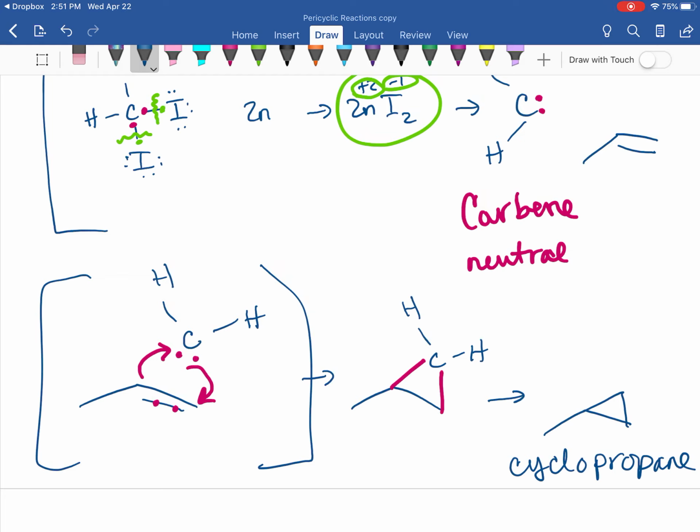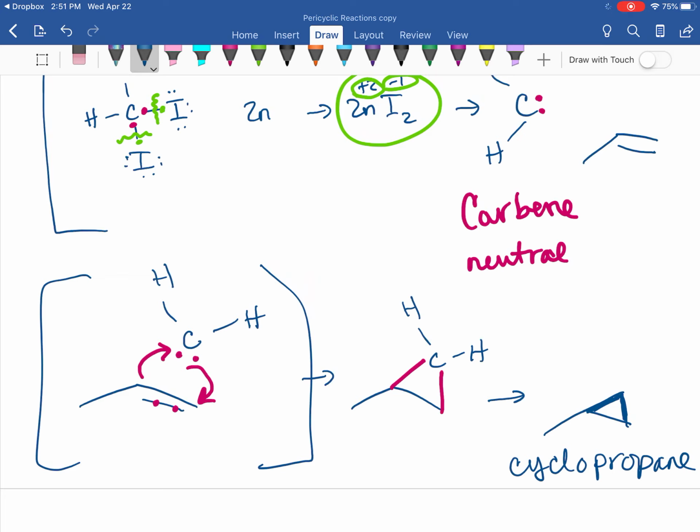That is a cyclopropane. So this is a beautiful way to make cyclopropanes. Now, if we want to talk stereochemistry for this, you've got a nice ring. These bonds have to form cis, especially in a cyclopropane.